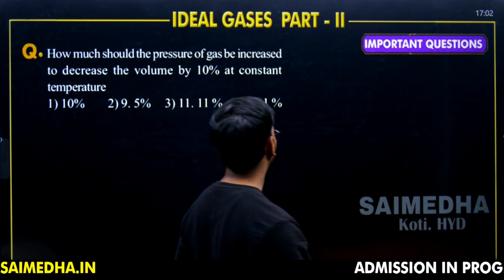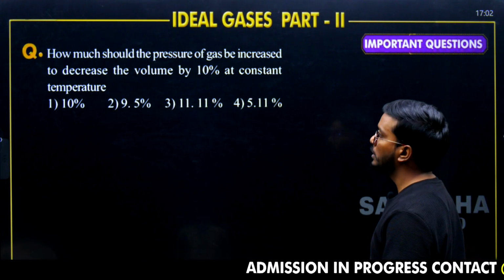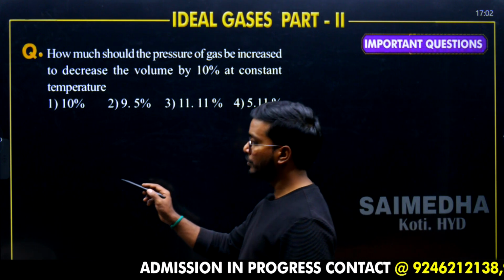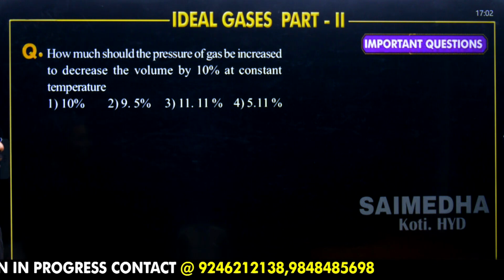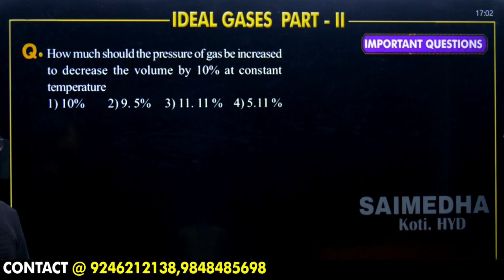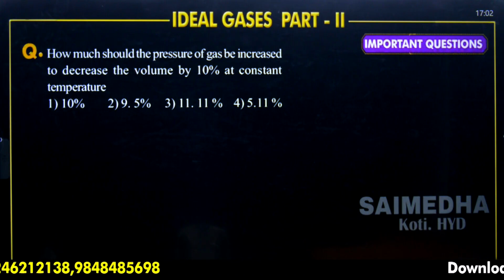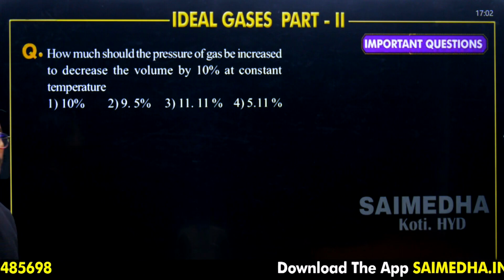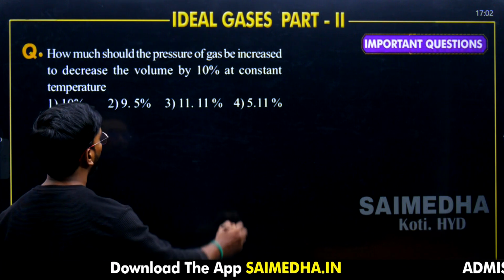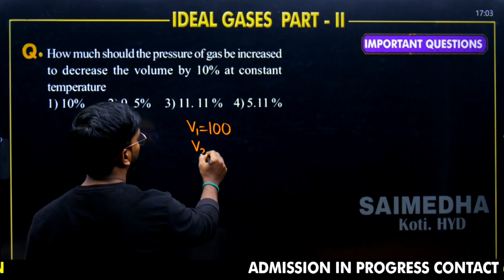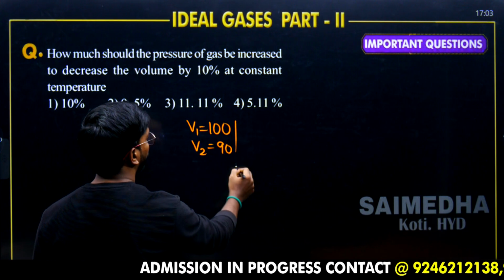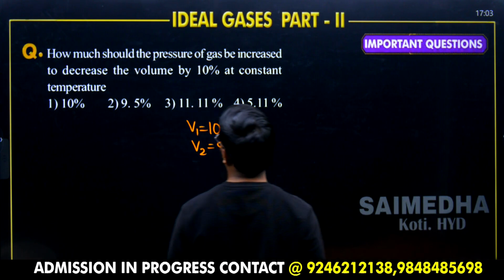How much should the pressure of a gas be increased to decrease the volume by 10%? What's the value for the pressure to be increased when the volume is reduced by 10%? Already we have solved a similar question. Try to understand that volume reduces by 10%. V1 is equal to 100, then V2 is equal to 90.